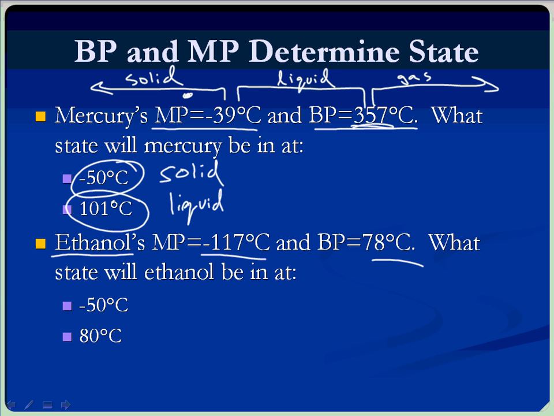All right, so -50 to me is between these two numbers. So therefore, ethanol will be a liquid at -50. 80 degrees C is just above 78. So it's just above the boiling point. So ethanol will be a gas at that temperature. And ethanol will be a liquid at -50 degrees C.